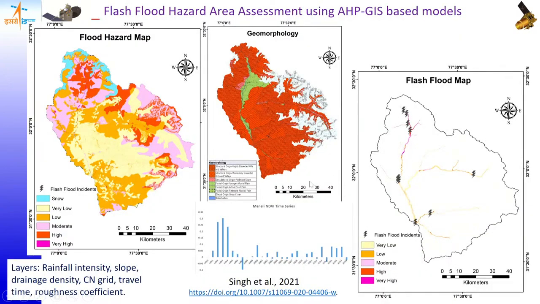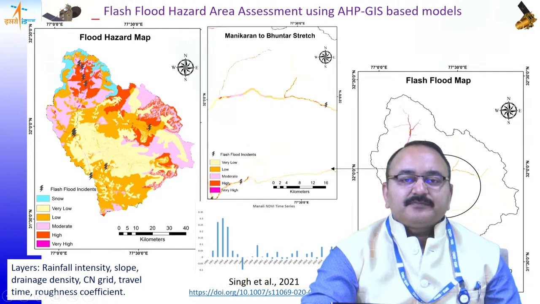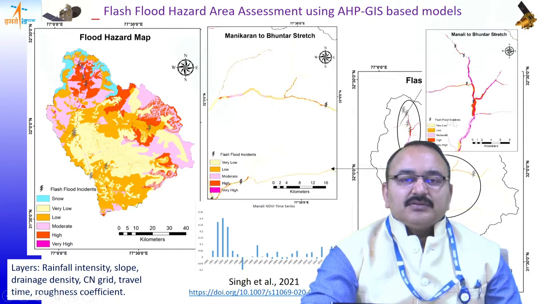Then apart from the simulation, if you combine multiple GIS layers, you can also generate the flash flood map. This is the example of the Beas River Basin, and you can see the corresponding paper at this particular link. So these are the areas, Manali to Bhuntar, which are more vulnerable to flash floods.